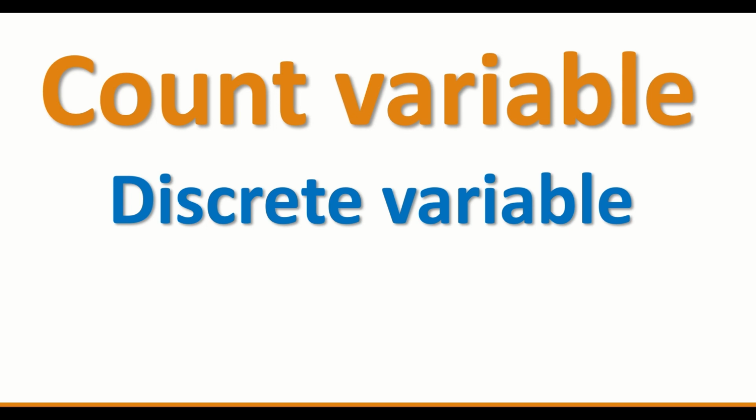Count variable or discrete variable is one type out of 4 types of data or variables: the continuous variable, the discrete variable, the nominal variable, and the ordinal variable. So count variable is a type of variable that is numeric, and it is called discrete variable.